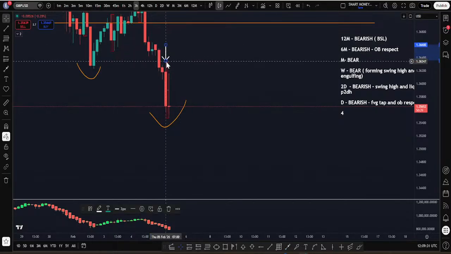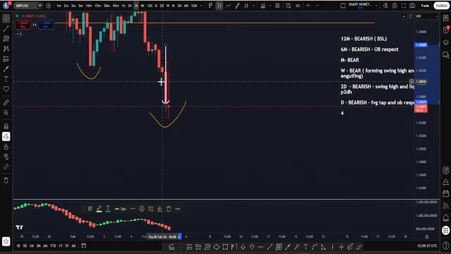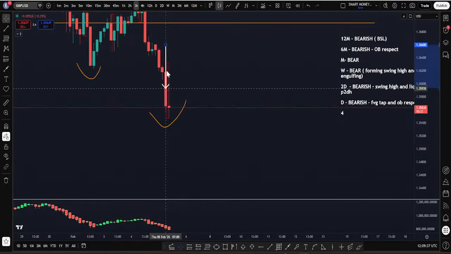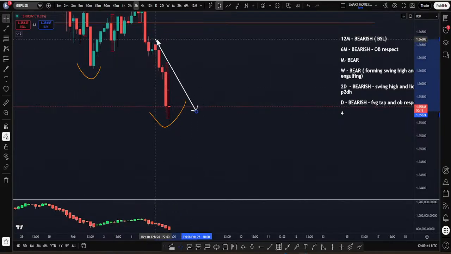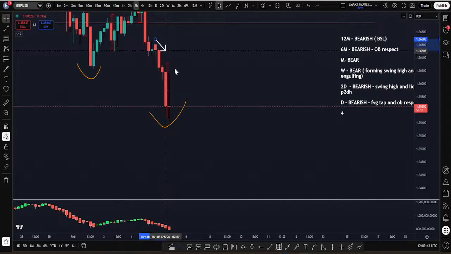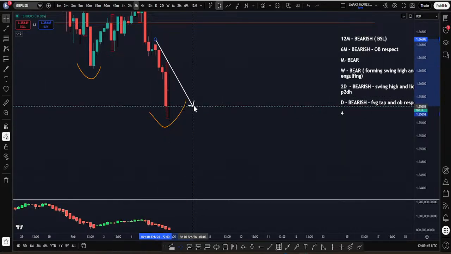From here, we've been pressing down, right? So I've got no reason to go against what I'm seeing. I believe, my personal opinion and my personal view, I feel like price is still continuing a bearish idea here. Things could change.